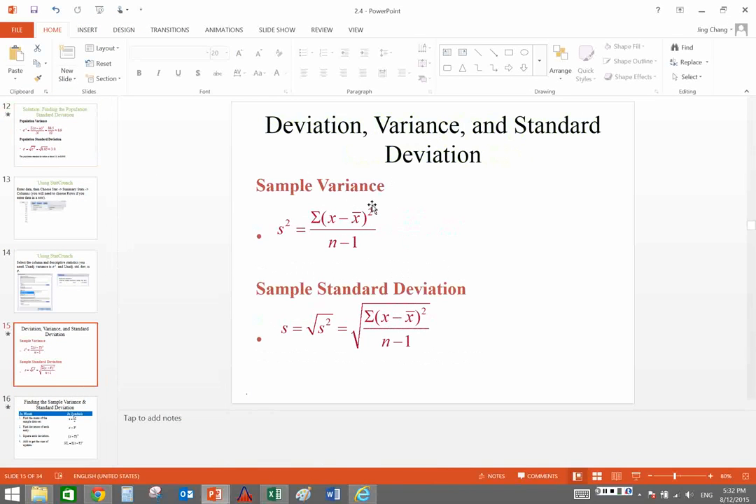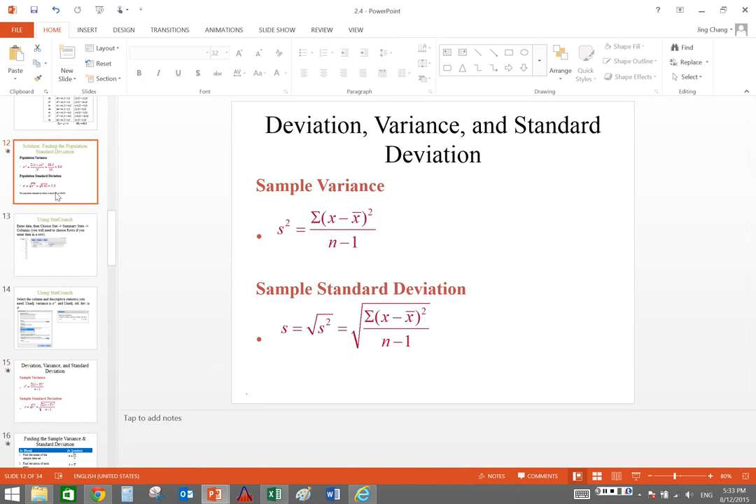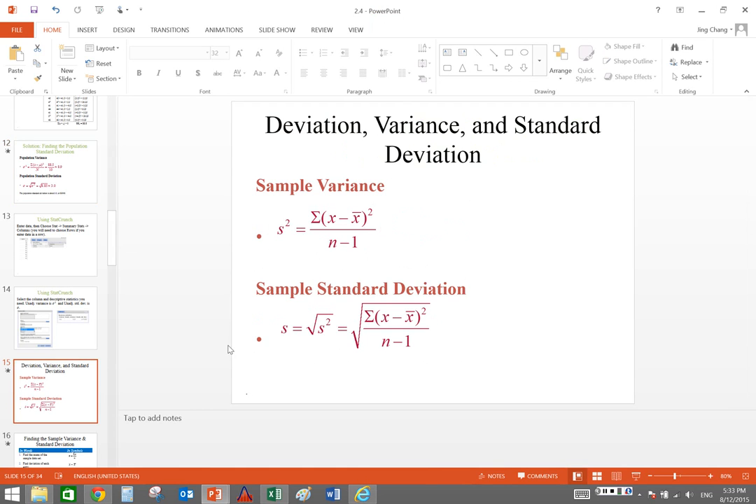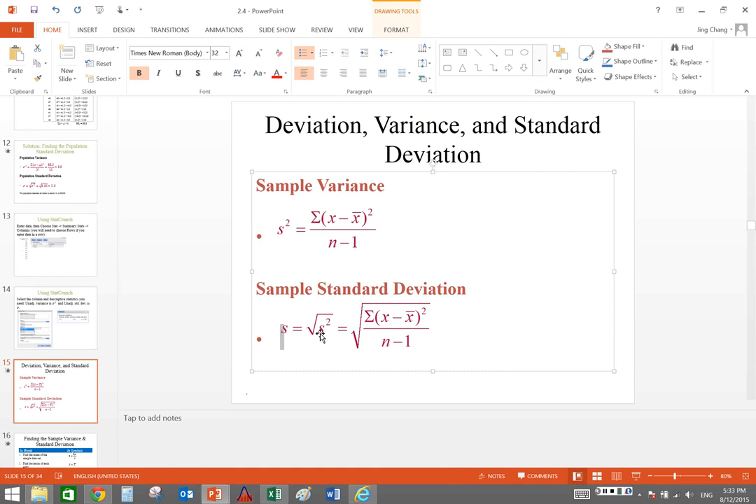Now it's back to sample variance and sample standard deviation. For sample variance, we square each deviation and add them together and then divide by sample size minus 1. So that's the difference between the formula of population variance and the sample variance. Here you divide by the population size, capital N, but here you divide by the sample size minus 1. Sample standard deviation is still the square root of sample variance.